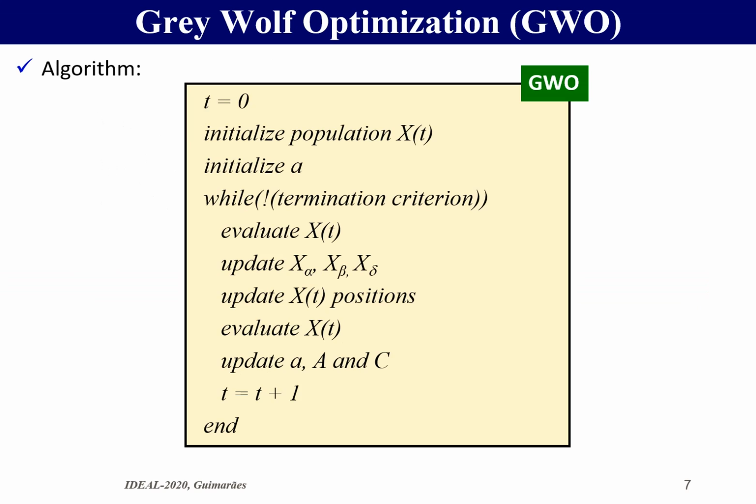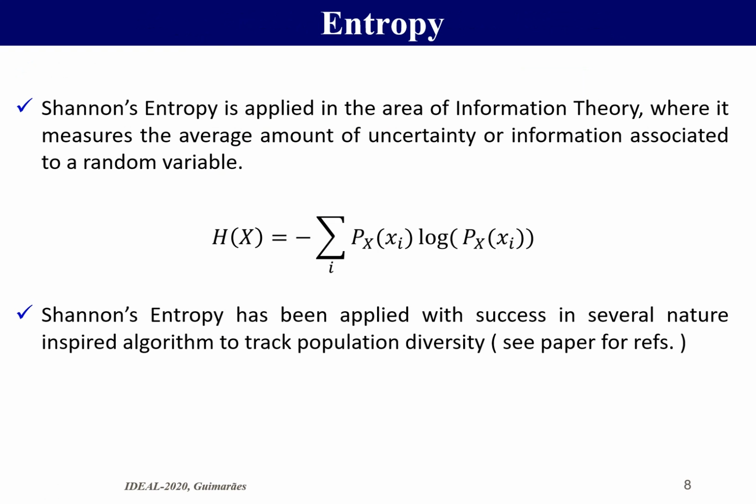So the algorithm is quite simple. We first initialize the population, then we initialize the parameters and also A, and then we have a loop that repeats until our termination criterion is reached. So we evaluate the swarm, update the positions, and so on. This is quite easy to do.